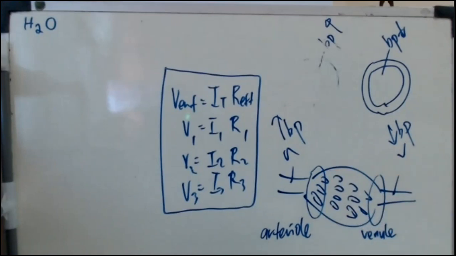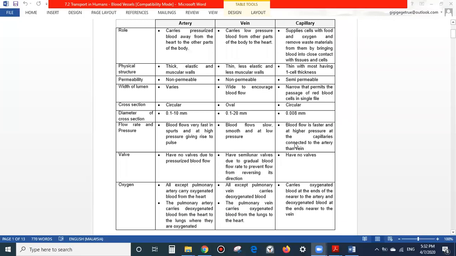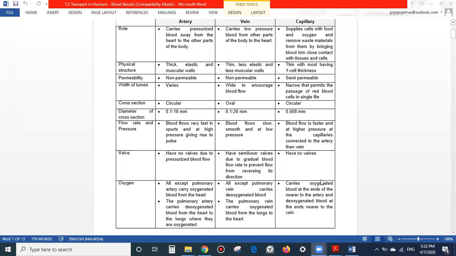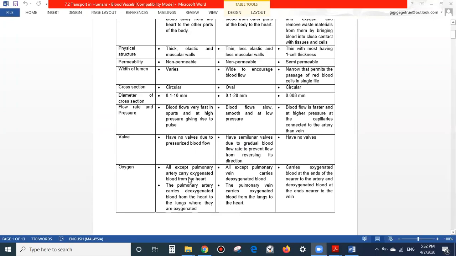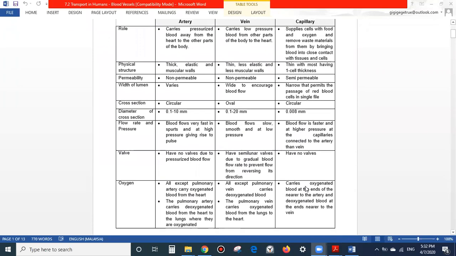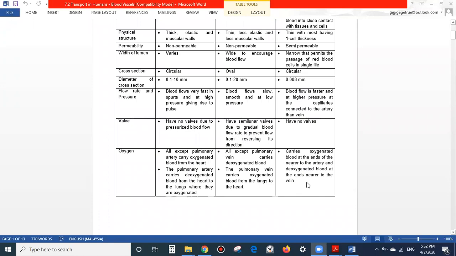Okay, Ken? Okay, wait. I share screen first. Okay, valve. There is no valve in the artery. There is no valve in the capillary. There is semilunar valve in the vein. This is to prevent backflow of blood. Okay, oxygen, basically, I already mentioned just now. Okay, so this is the structure for blood vessels.